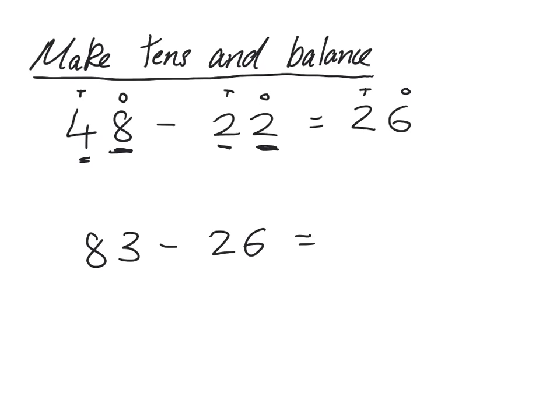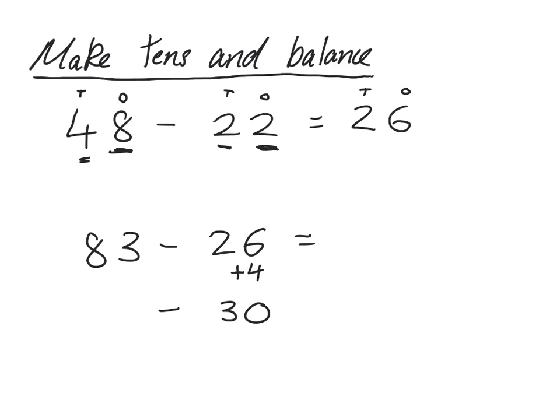Even though we're subtracting, we're taking away, I'm going to add 4 to my 26. So let's do that now. If I add 4 to my 26, then what I've got is 30. Now, what's the balance bit, you might wonder? I've made a set of tens.